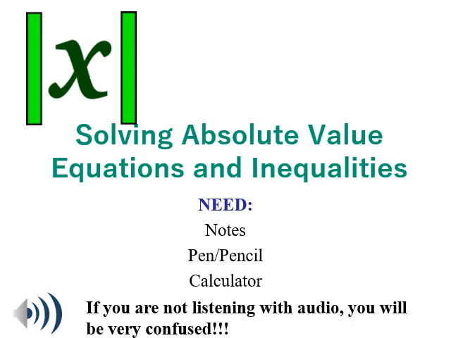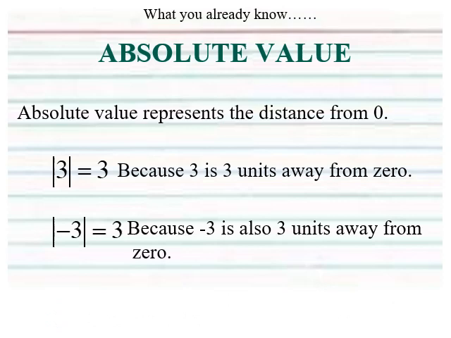Okay, solving absolute value equations and inequalities. We learned last time what it meant to be an absolute value. The absolute value of 3 and the absolute value of -3 are both 3 because each of them is 3 units away from 0. So anytime we have those absolute value bars around something, that represents the distance that value is away from 0.